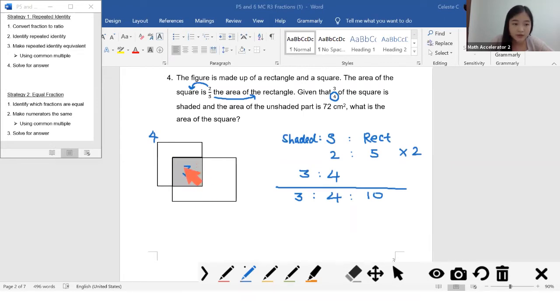Okay, very good. Yeah, 1. So 4 minus 3, you get your 1 here. Okay, I can write it down for those of you who don't understand. 4 minus 3 equals 1. How about the unshaded part for the rectangle? Entire rectangle is 10.